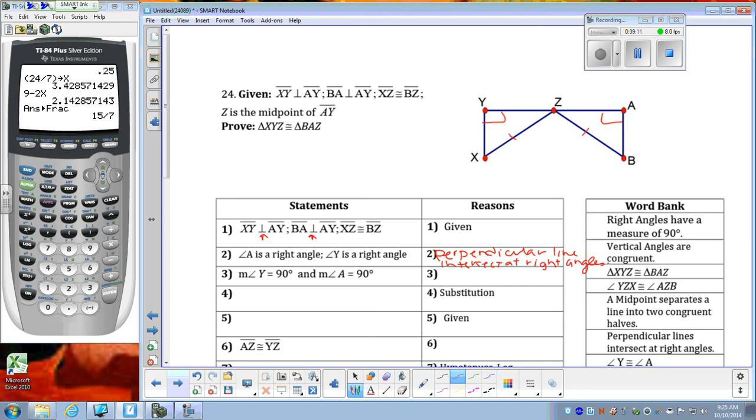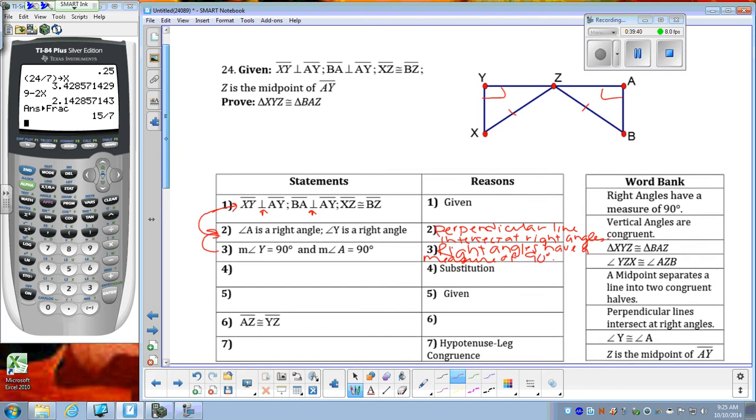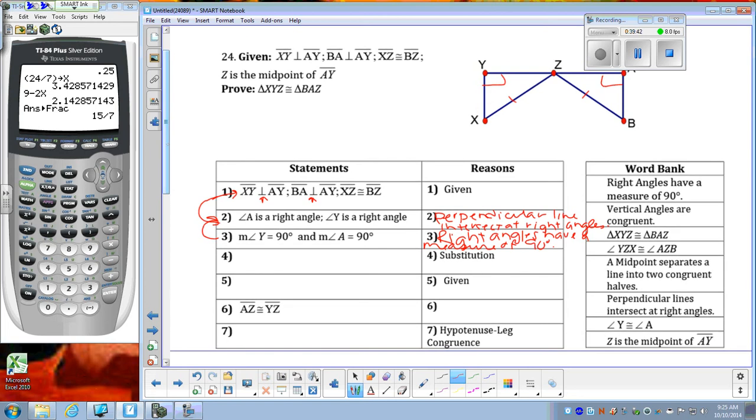And then statement 3 says that the measure of angle Y is 90 degrees and the measure of angle A is 90. From statement 2, since I know angle A and angle Y are both right angles, and a right angle is 90 degrees, this is that right angles have a measure of 90 degrees. The next thing, it says substitution. Well, since I know that angle Y was 90 degrees and angle A was 90 degrees, then I know that angle Y is congruent to angle A.